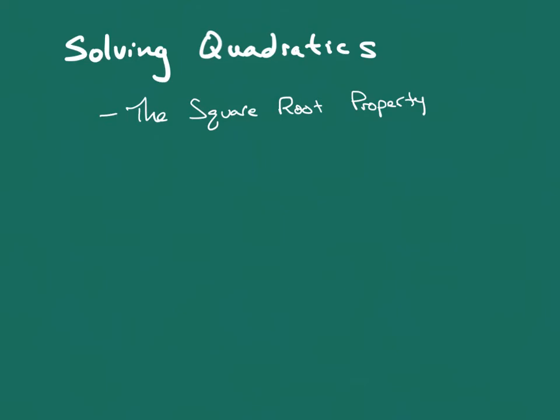So a second method for solving quadratics is that if we're given something where we don't have a linear term, so we have something that basically looks like x squared is equal to b or something like that. Well, in this case, the square root property tells us that we can find the solutions by really just taking the square root of both sides.